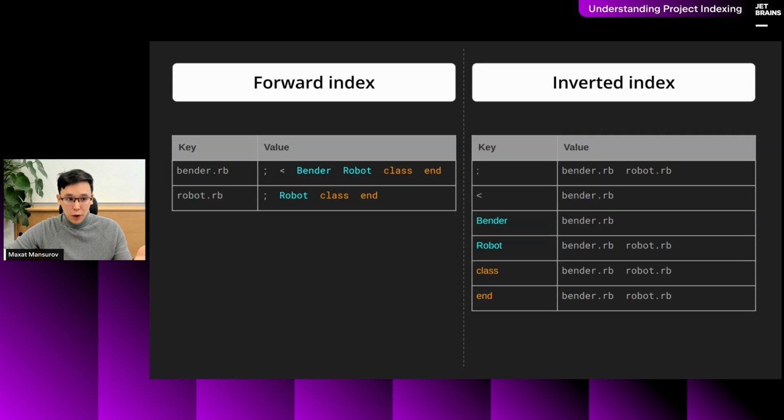And similarly for Robot. And an inverted index, on the right, we can see, maps unique words to the files where those words occur. So semicolon, Blender, robot. You see, for example, less than and Blender only occur in the Blender Ruby file, and all the others occur in both of the files. So hopefully this gives you an idea of what the forward and inverted indexes look like.